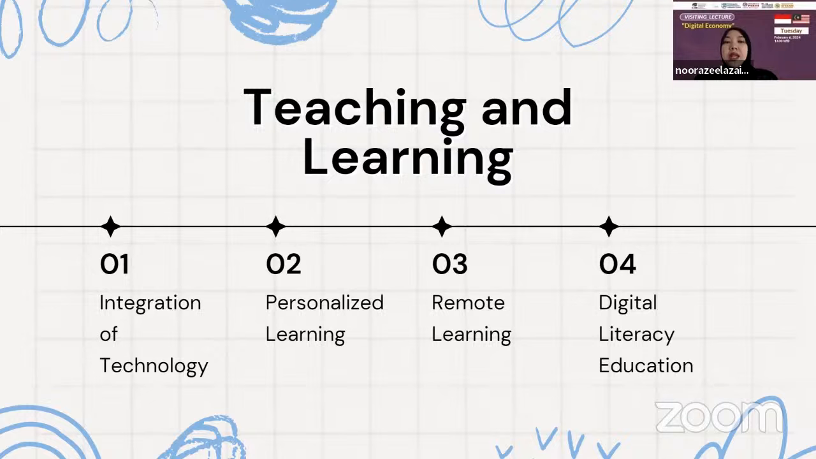Okay, and the last is digital literacy education. So digital skills also encompass digital literacy, which is the ability to critically evaluate, navigate, and create digital content. So educators play a crucial role in teaching students how to effectively use digital technology while promoting responsible digital citizenship.